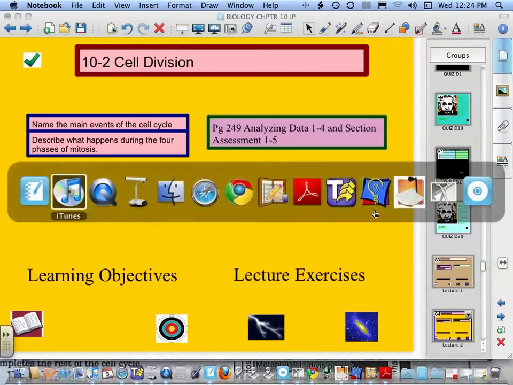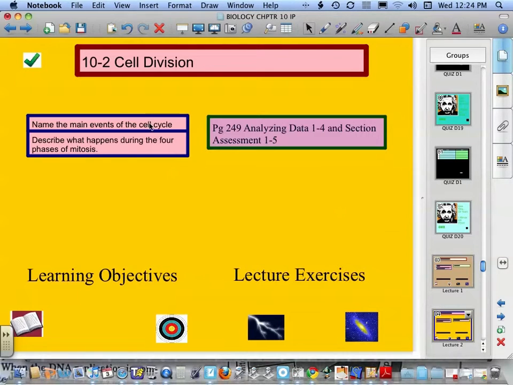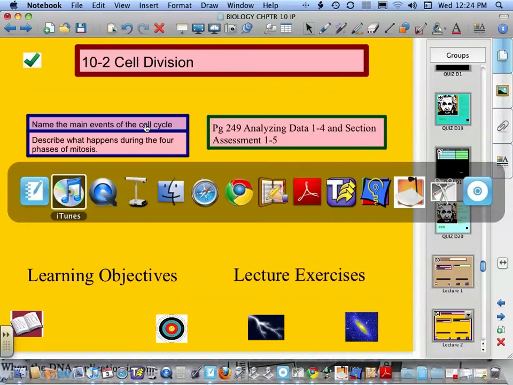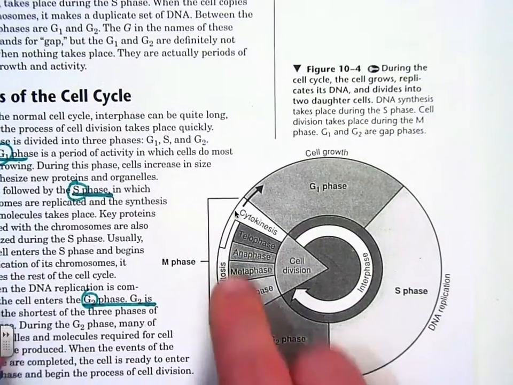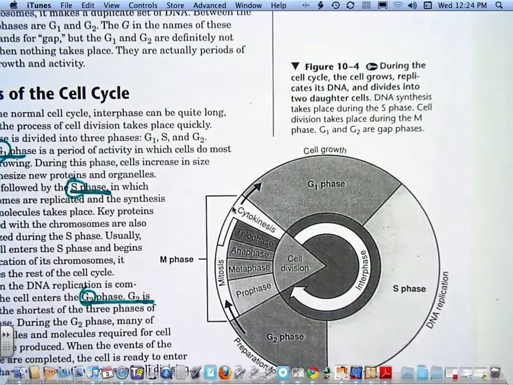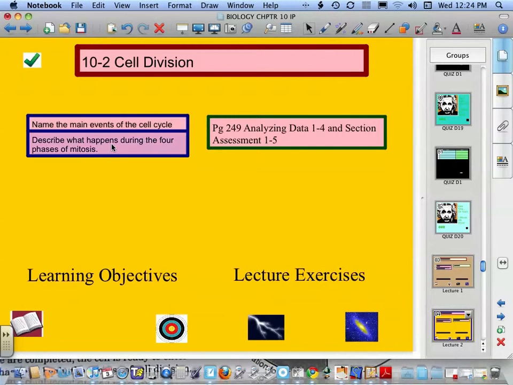Let's just go back and check our objectives, which are right here. Name the main events of the cell cycle. Okay, so we've got interphase, and then we've got M phase. And in interphase, we've learned about G1, S, and G2. Now we're going to learn about M phase, which is mitosis. Check it out. Describe what happens during the 4 phases of mitosis. What is phase? Phase means part, or portion of.